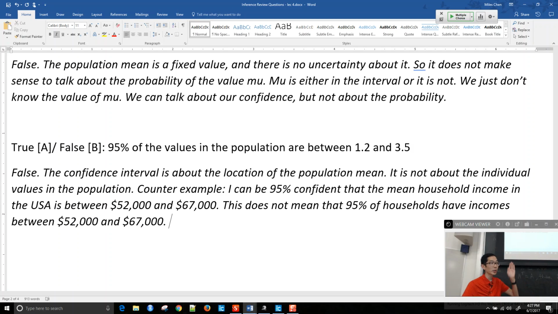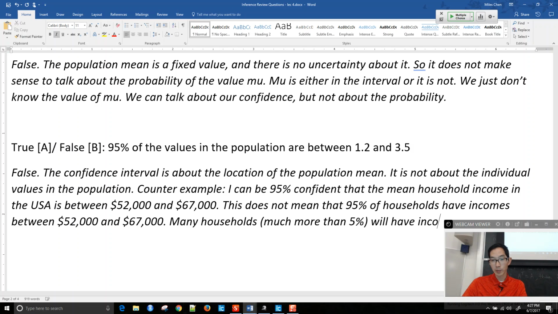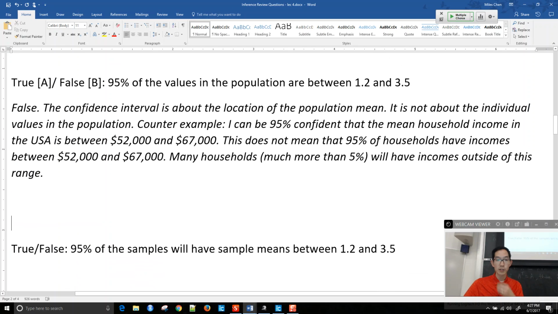Okay? So while we can be pretty confident that the mean income is within this range, it doesn't mean that individual incomes are between here and here. In fact, a lot of incomes are going to be below this, and a lot will be above this. Certainly much more than 5%. So many households, much more than 5%, will have incomes outside of this range. So the confidence interval is just about the mean of the population, not the individuals.